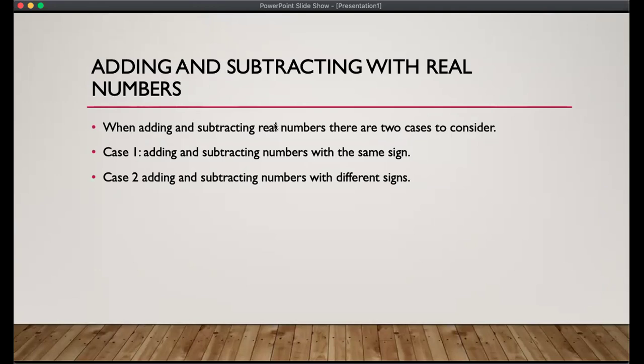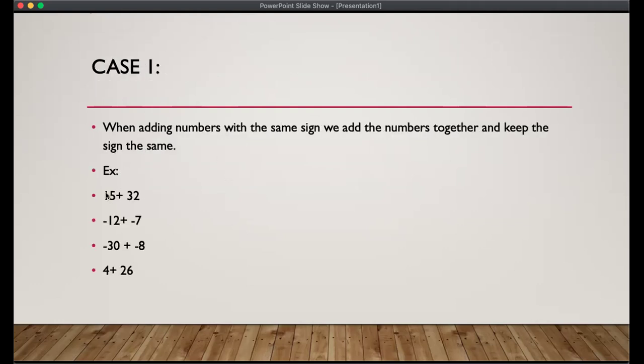Adding and subtracting real numbers. When adding and subtracting real numbers, there are two cases we consider. Case one is adding and subtracting numbers with the same sign. And then case two, adding and subtracting numbers with different signs, right? So an example, 15 plus 32, they're the same sign. We just add normally. What is 15 plus 32? 47, right?